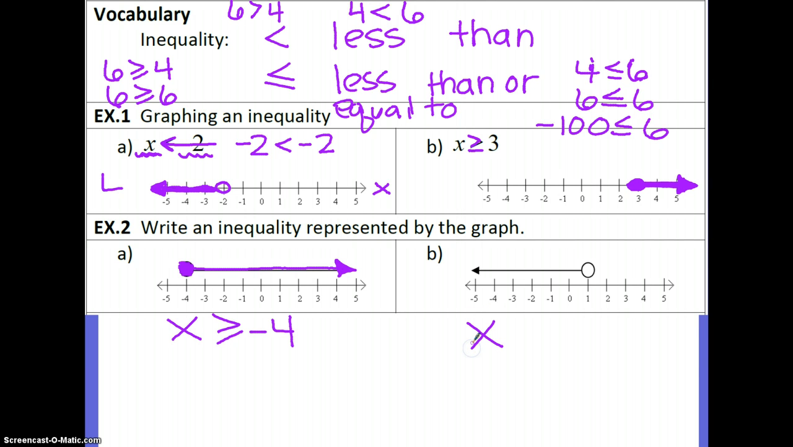Same thing, so x, notice that it's headed this direction, and the numbers here are getting smaller, so that would include less than the number -1. And in this case, it's not filled in. We're not going to put the equal to include the number -1.